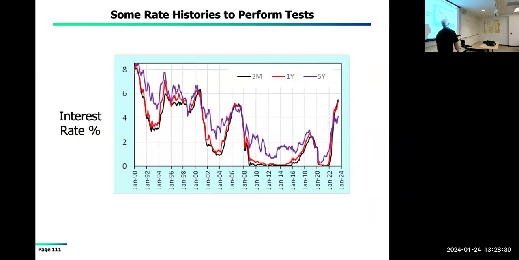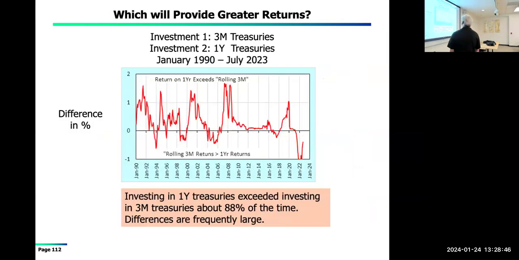So we can do some tests. We have interest rates time series, short-term interest rates and long-term interest rates. We can calculate the implied rate in a 5-year maturity and a 1-year maturity and compare that to what happened with interest rates. So let's do this. Which would provide greater returns? Investment 1, 3-month treasuries. Investment 2, 1-year treasuries. I use January 1990 through July 23.